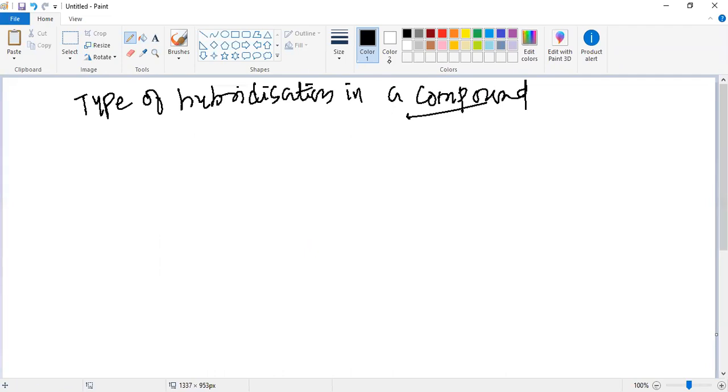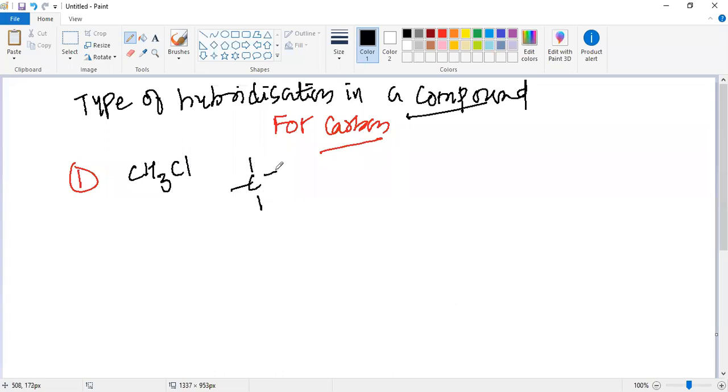In a compound, we just need to find out for carbon. So the first example that we are going to study here is CH3Cl. You can easily understand, my dear students, that in CH3Cl this is the kind of structure which is going to give us all sigma bonds, or all single bonds, and that is why the carbon here is sp3 hybridized.